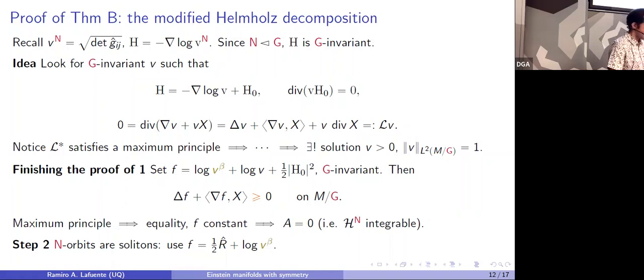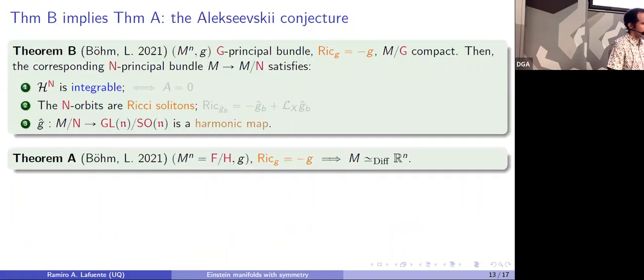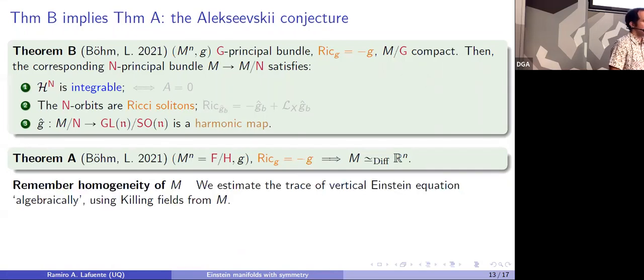So perhaps I should try to explain how Theorem B implies Theorem A. I more or less indicated it, but the fact is, as soon as you get some non-trivial information, then this is already a lot, right? But the precise way one can deduce Theorem A is a bit involved. So I don't want to say too many things, just that you estimate the trace of the vertical Einstein equation, but without using what we talked about.